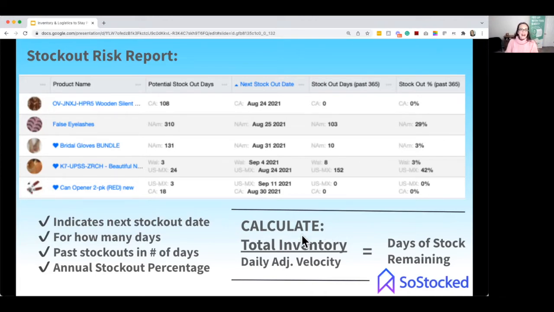If you don't have SoStocked, a good calculation for this that is fairly easy, and this is a very basic calculation, is your total inventory divided by your daily adjusted velocity equals your days of remaining stock. So you'll be able to use that to start figuring out when you are going to run out of stock and see if your next inventory is going to arrive before you run out of stock.